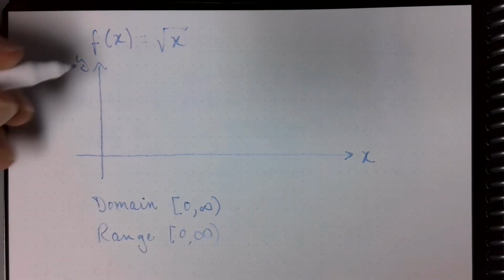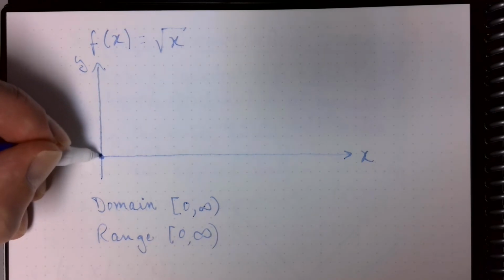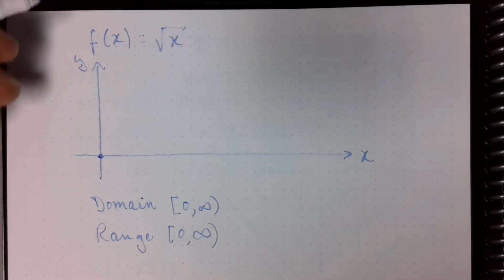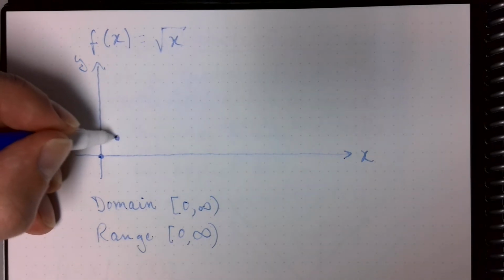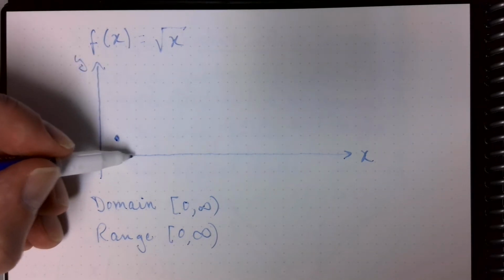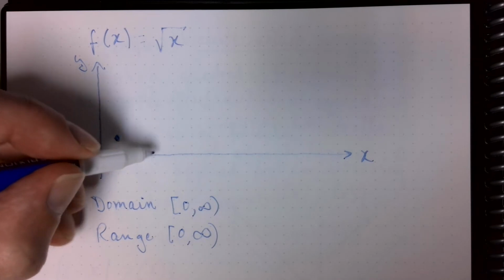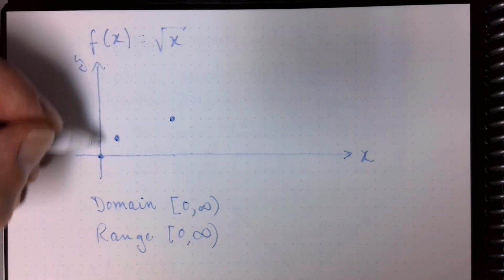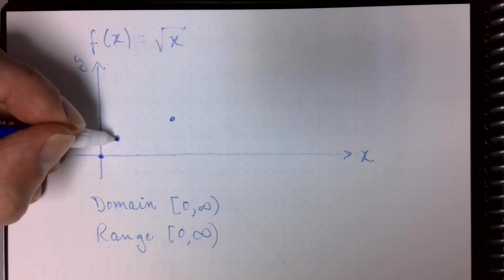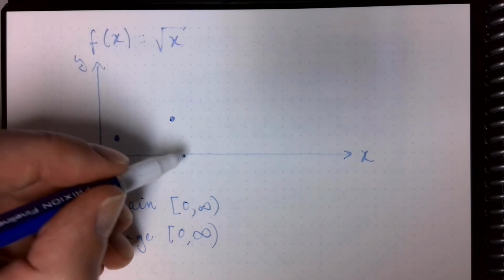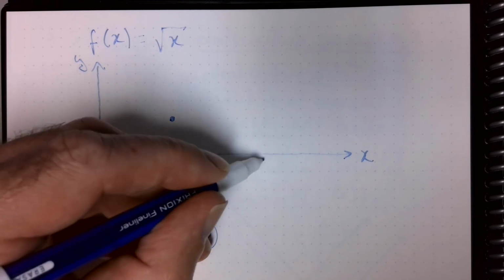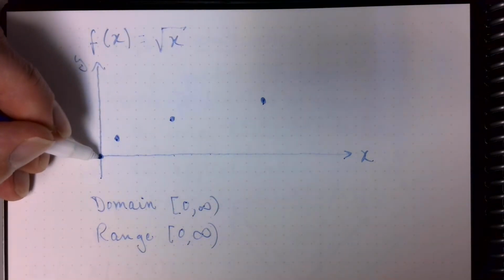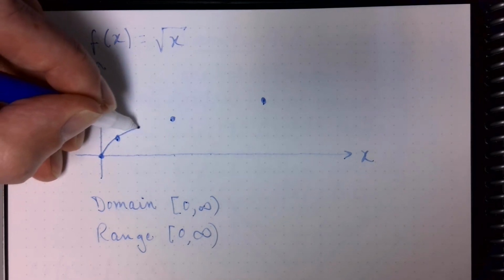So let's look at our graph here. Let's remember some anchor points. Square root of 0 is perfectly fine. You can take the square root of 0 and you get 0. If you take the square root of 1, you get 1. If you take the square root of 4, you get 2. Okay, so some anchor points here: 0, 0; 1, 1; 4, 2. If you take the square root of 9, you get 3. We connect these points with a nice smooth curve.